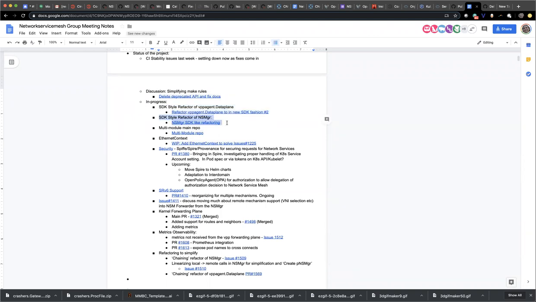SDK style refactor of the network service manager. Andre, do you want to say a few words? Yeah, the PR is mostly in, so a general idea could be looked at and reviewed in it.